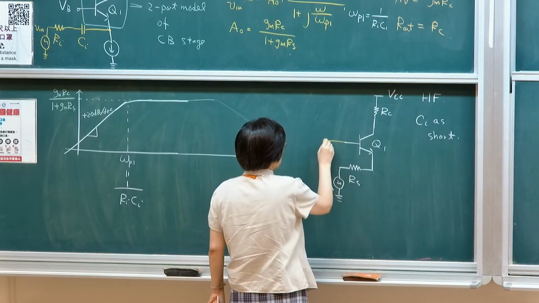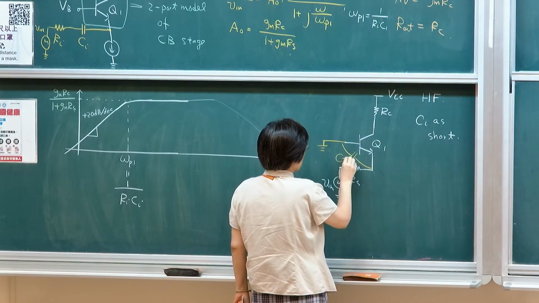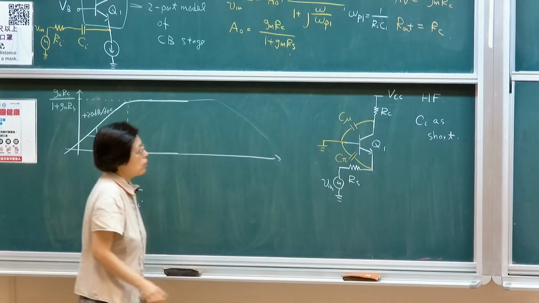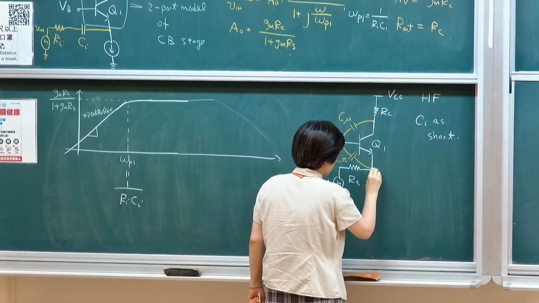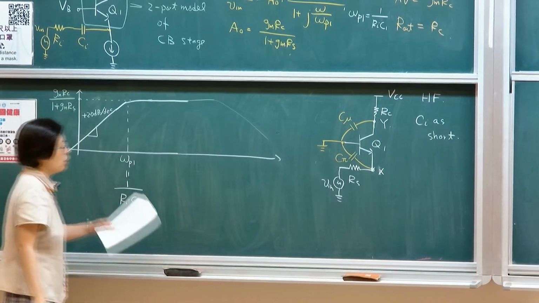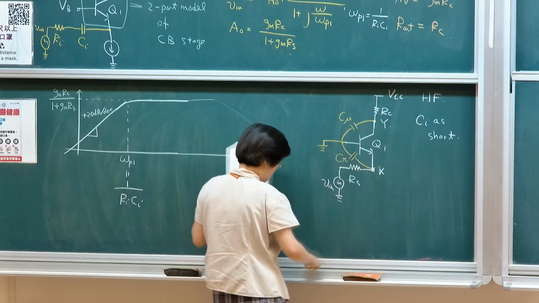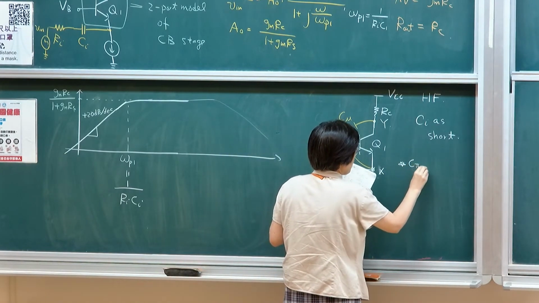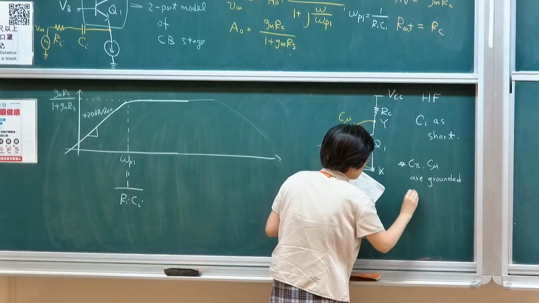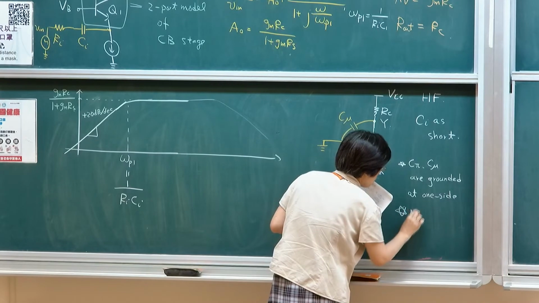Remember, this is AC ground for small signal analysis. So what you see is there's a capacitance C pi connected to ground, and there's another capacitance C mu, also connected to ground. Let's say this is the input terminal, X node, and I have an output terminal at Y node. So omega pX, let's use omega pX. Let me emphasize again, both C pi and C mu are grounded at one side. That means that there's no feed-forward capacitance, so no Miller effect.